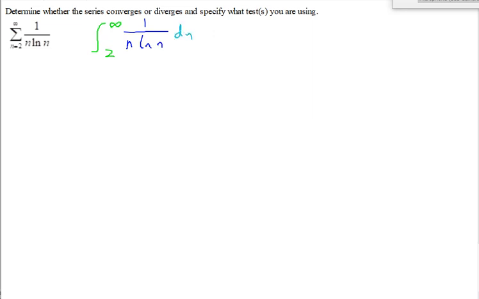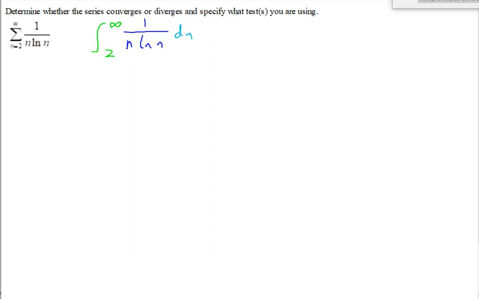So this one doesn't really fit the, although it kind of might look like an integration by parts one, it doesn't really fit that, because that requires things multiplied together and the natural log is in the denominator. So it wouldn't really make sense to have one of them being 1 over natural log of n and then n to the negative 1. That's not going to work well with integration by parts.